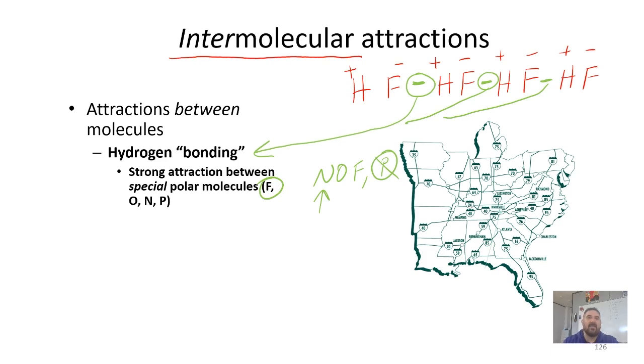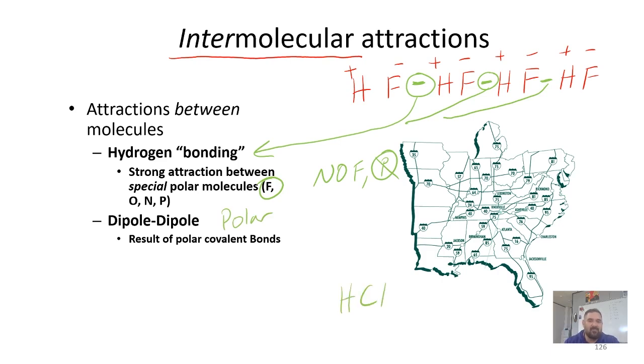The next type of intermolecular attraction is called dipole-dipole. Can anyone tell me what dipole means? All right, two poles. So basically, it means polar. So when you hear dipole-dipole, these are the attractions that happen between polar things. So polar. So let's say we have HCl. This is not a hydrogen bond.